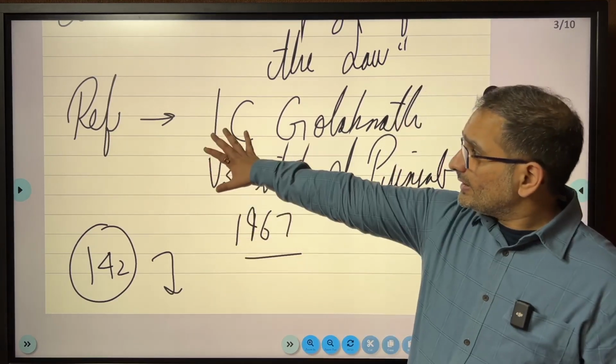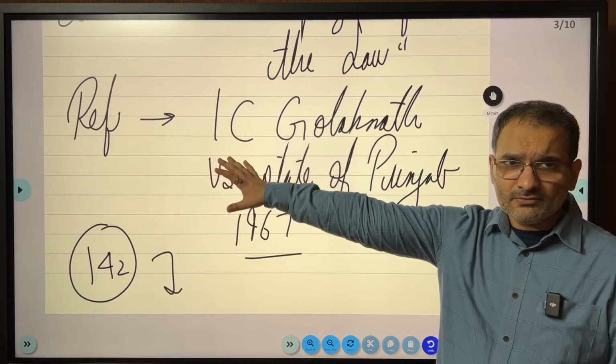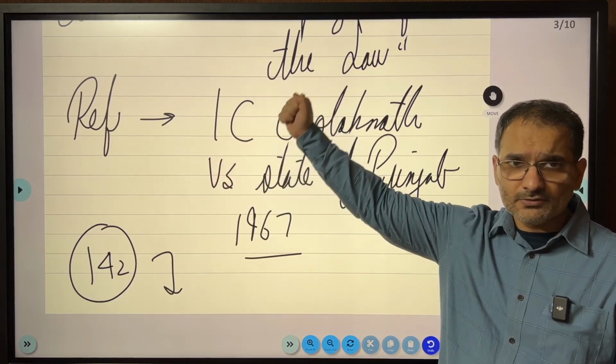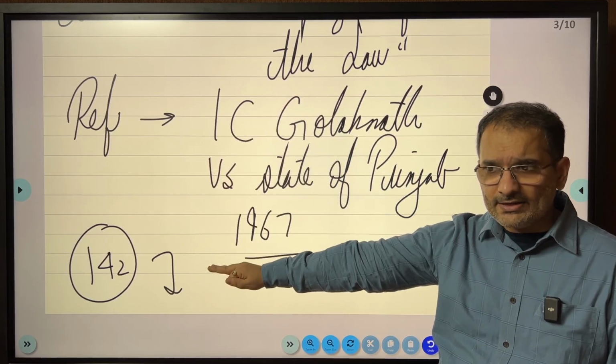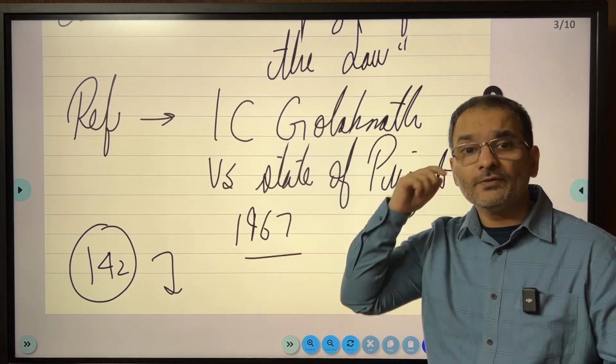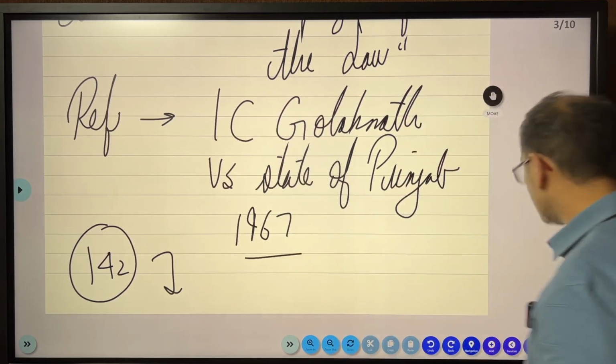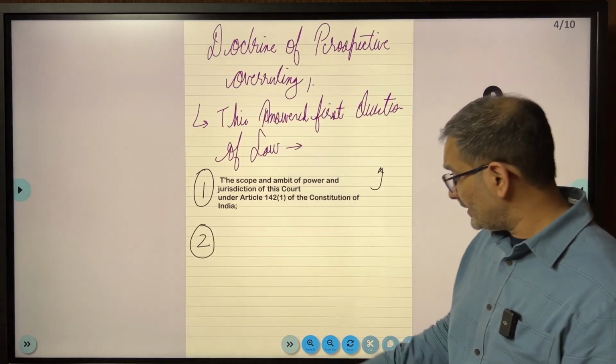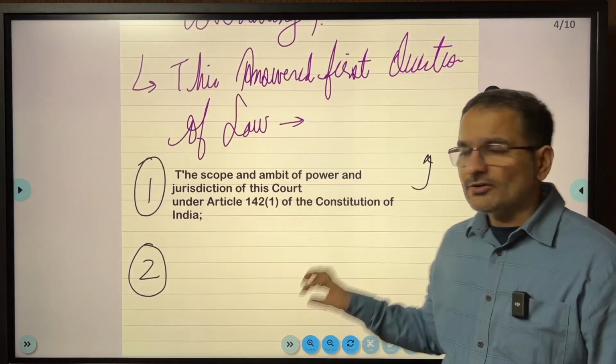Anyway, so they referred to IC Golaknath, and why have they referred to under 142? What exactly Golaknath did? Which was the doctrine? Doctrine of prospective overruling. All right. Now, doctrine of prospective overruling. What is doctrine of prospective overruling?